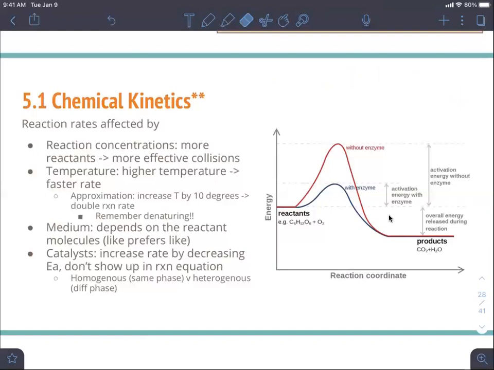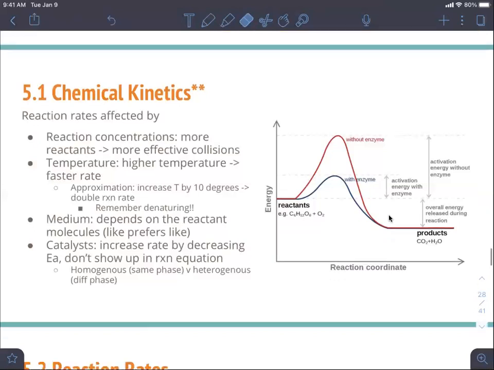Then catalysts increase the rate by decreasing the activation energy, and they don't show up in the reaction equation. Homogeneous catalysts are in the same phase. Say the mixture is in aqueous phase, so the catalyst would also be aqueous, versus heterogeneous, where the mixture would be aqueous, but the catalyst would be a solid. So that's all that means.